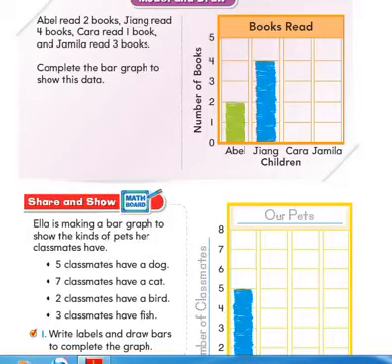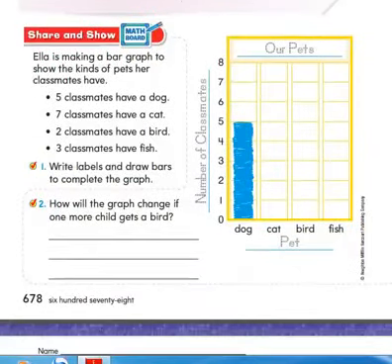Here in the second bar graph, Ella is making a bar graph to show the kinds of pets her classmates have. So we want to represent how many pets each one has. It says 5 classmates have a dog, 7 classmates have a cat, 2 classmates have a bird, 3 classmates have a fish.